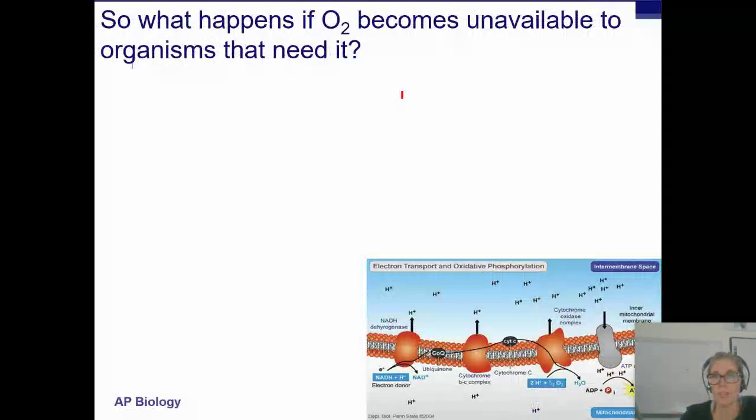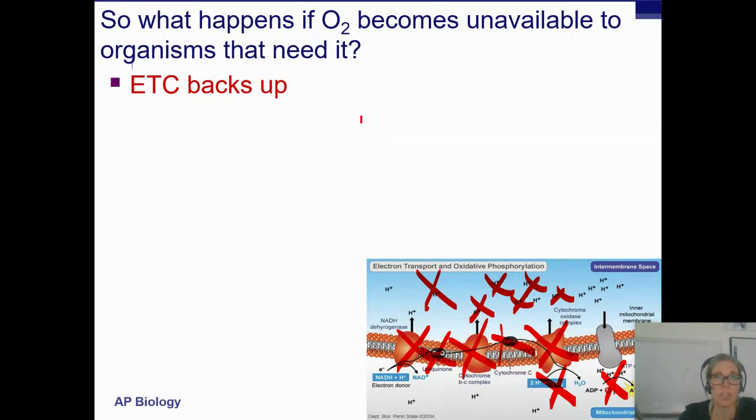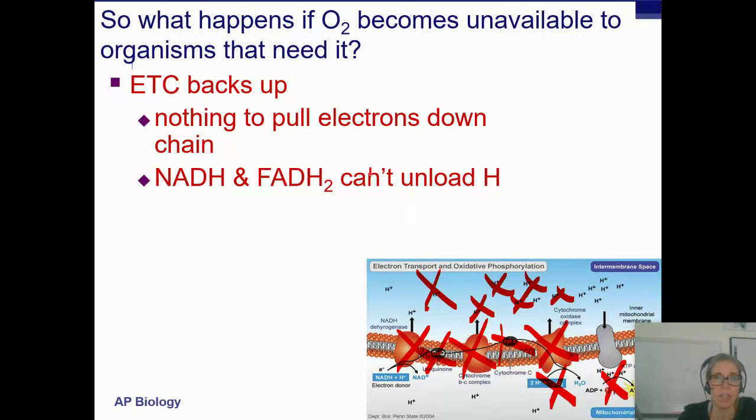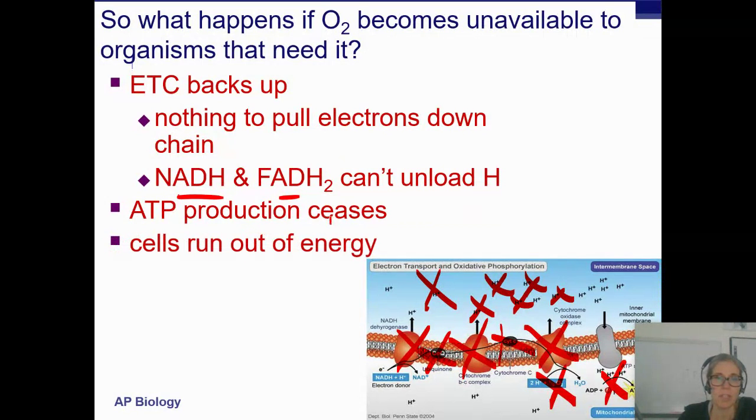So what happens if oxygen is unavailable to organisms that do aerobic cellular respiration? Well, if you don't have oxygen, then electrons aren't passed along the electron transport chain, which means you're not making a proton gradient, which means you have no protons to go through ATP synthase, which means you're not making ATP, which means you have no energy and you don't last too long when that happens. So the electron transport chain backs up. Nothing can pull the electrons down the chain. FADH2 and NADH can't even unload their hydrogens, so you can't even do glycolysis. ATP production stops and you run out of energy and life stops. It's a bad day.